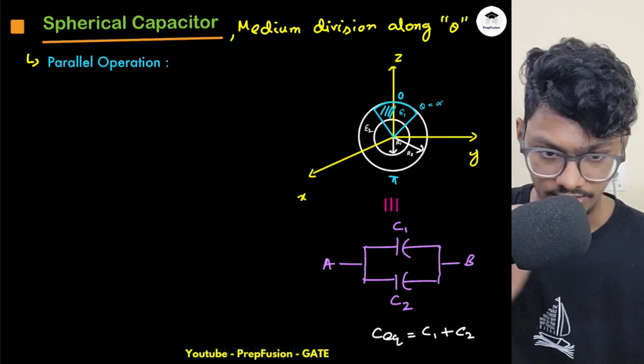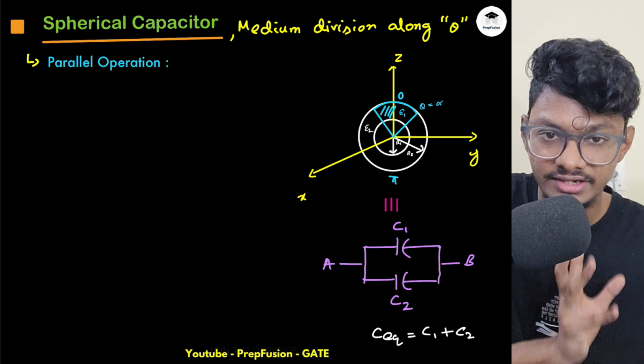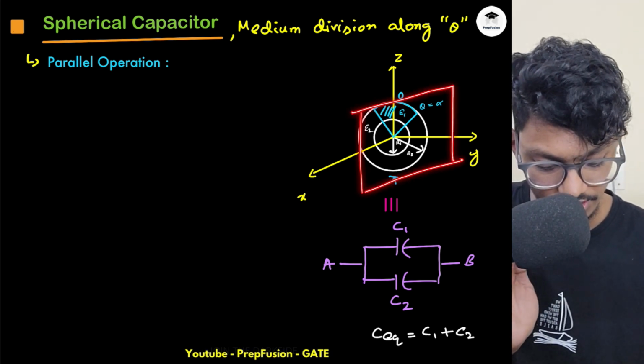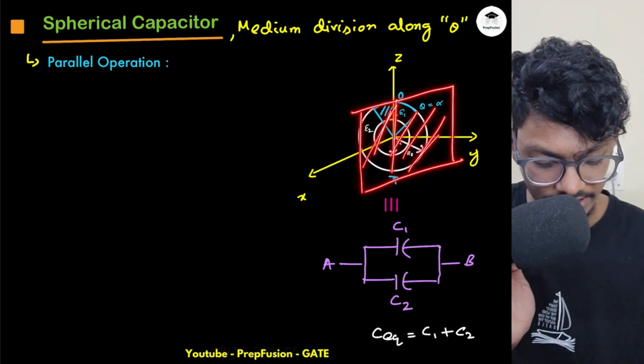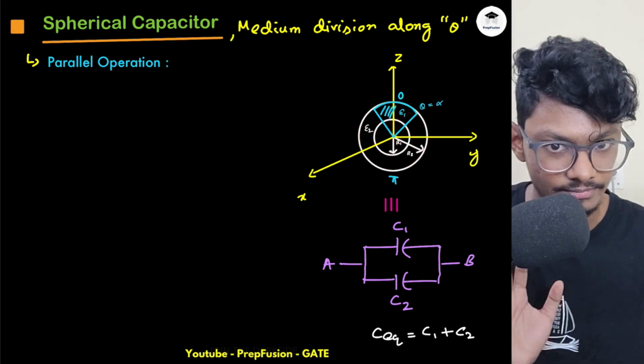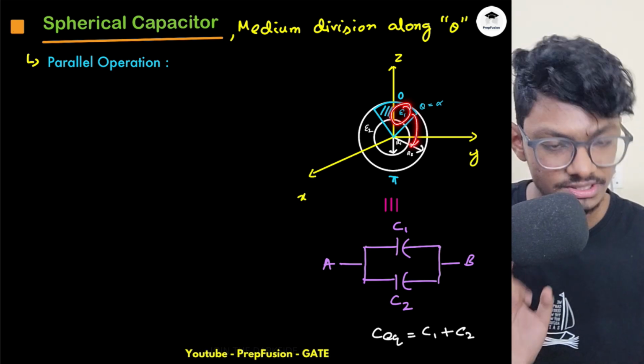It will be very difficult for me to visualize this, but I will try my best. So this is my z plane. And if the medium is varying in the theta direction, along theta everything is the same. So from epsilon 1 I am going to epsilon 2.